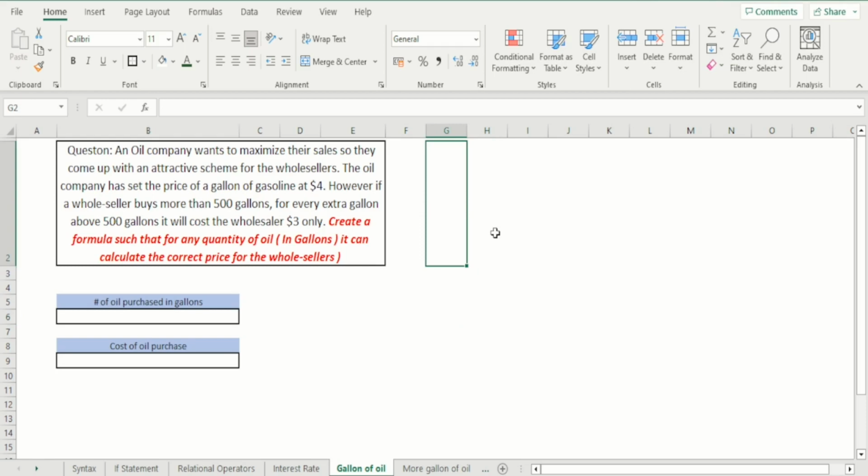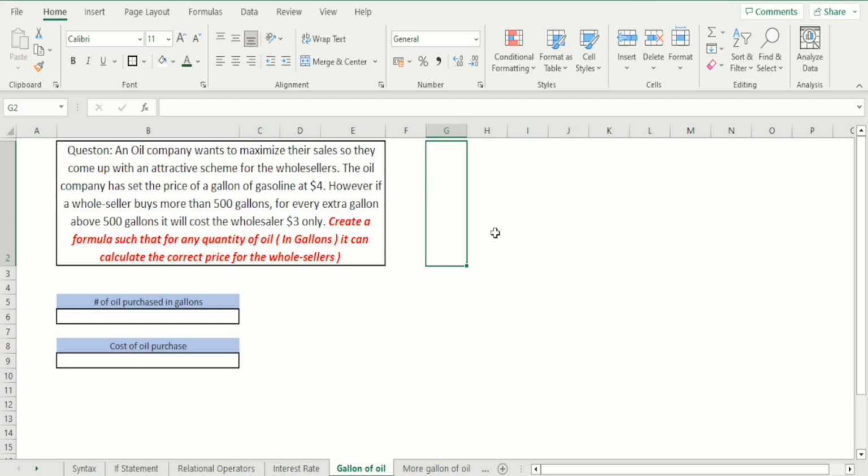And they've come up with an attractive scheme for the wholesalers. The scheme is as the following. The company in general sells gasoline per gallon at the rate of $4. However, what the company's done here is they've come up with a scheme according to which if a wholesaler buys more than 500 gallons, then for every extra gallon above 500, it'll only cost them $3. So basically, they're getting a discount of $1 for every extra gallon above 500.